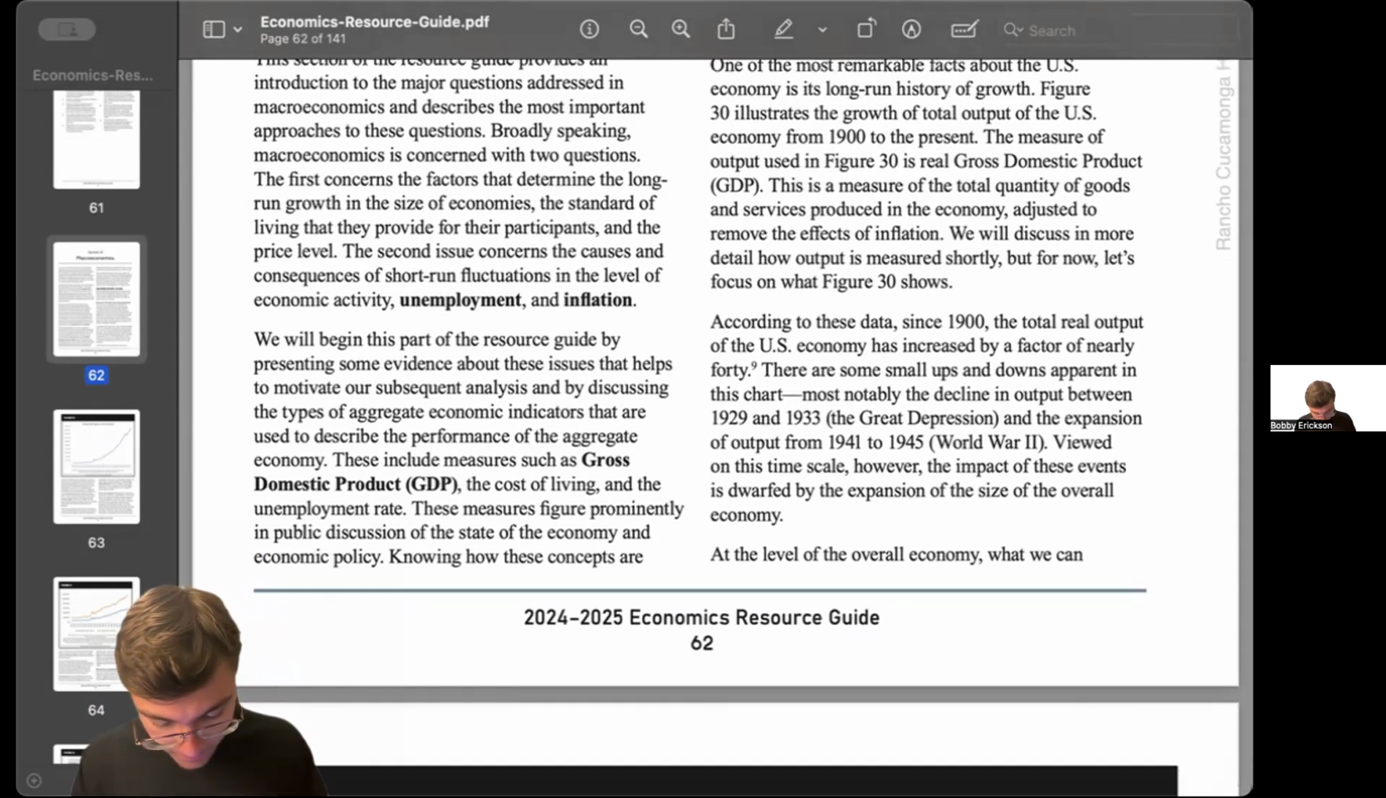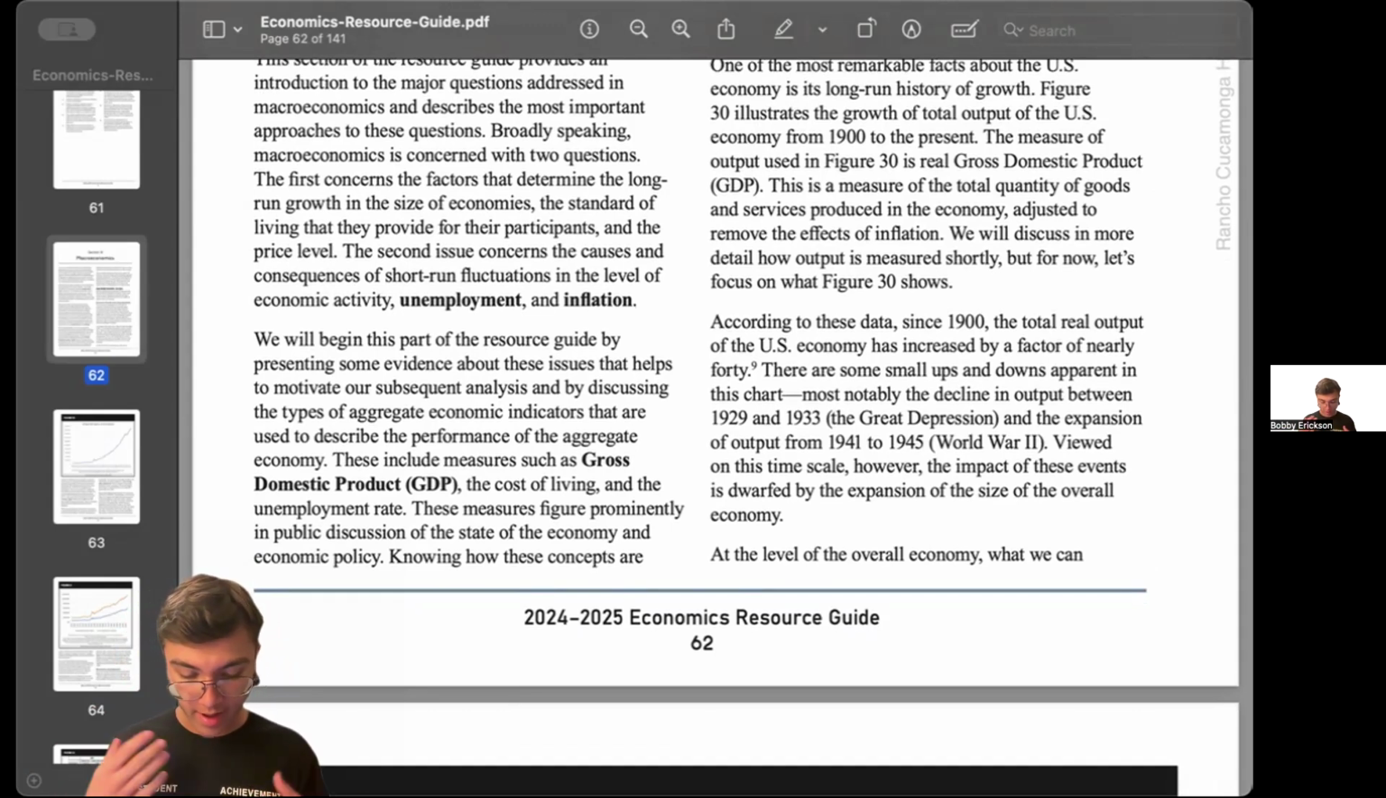We want to start by looking at evidence that can help motivate our analysis of aggregate economic indicators. So that means all things put together, indicators that try to show the performance of an economy as a whole, an aggregate economy. And there are some measures such as gross domestic product or GDP, the cost of living, and the unemployment rate that all show aggregate economic indicators.